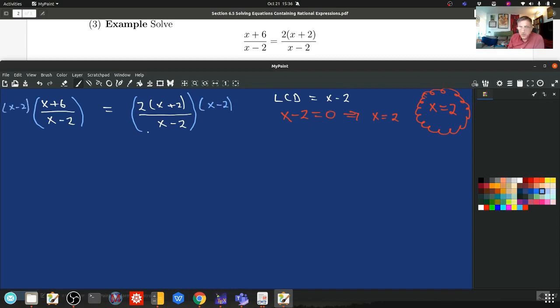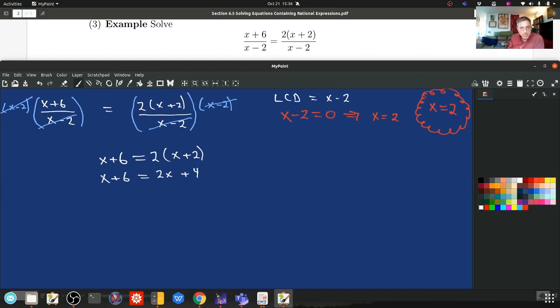I'm looking at another page of my notes, example 5. Notice that once I do that, the numerator and the denominator, the x minus 2's, cancel out. So that leaves me x plus 6 is equal to 2 times x plus 2. So that gives me x plus 6 is equal to 2x plus 4, since 2 times 2 is 4.